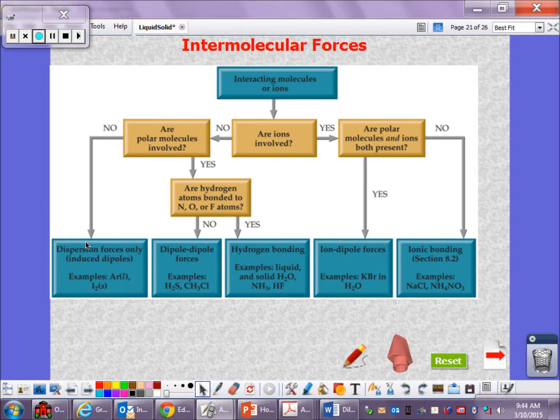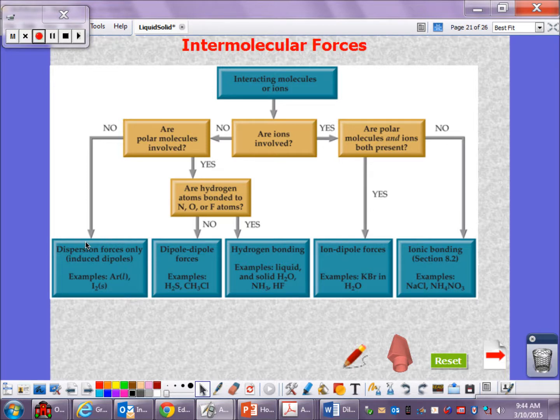So I need you to remember, if we were to put those in order by strength, we would put London dispersion as the weakest, and then dipole, hydrogen bonding, and ion dipole in order of strength. But this is not the only factor that determines the strength. I'm telling you right now, on your test, you will have a case where you have a non-polar molecule that has a stronger intermolecular force than a dipole.